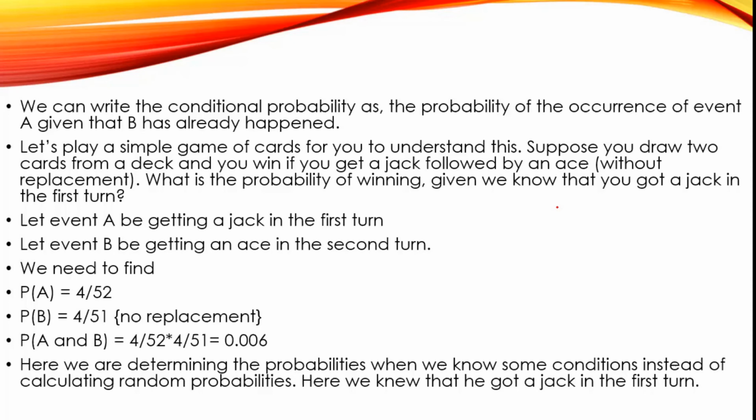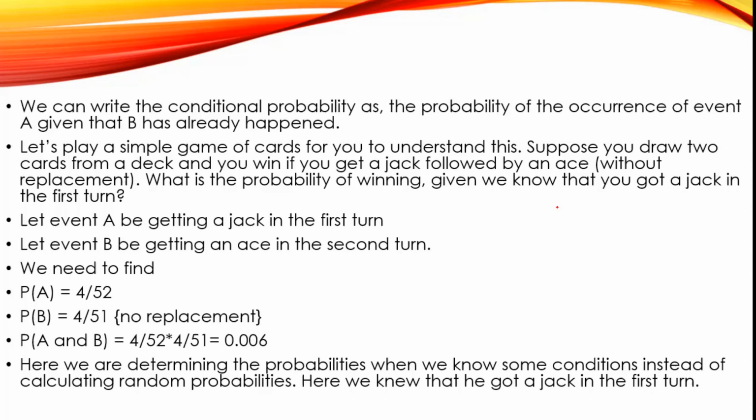It is the probability of occurrence of event A given that B has already happened. The bowling is completed, and now all the fielders are claiming that he's out. So that's the thing. Let's take a simple game of cards for you to understand this point.